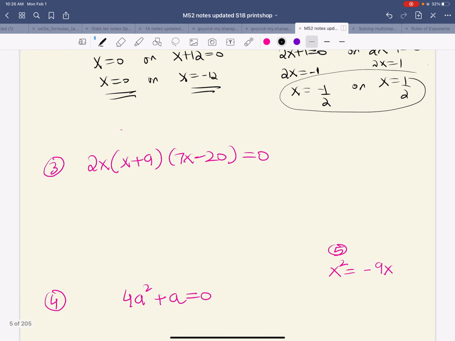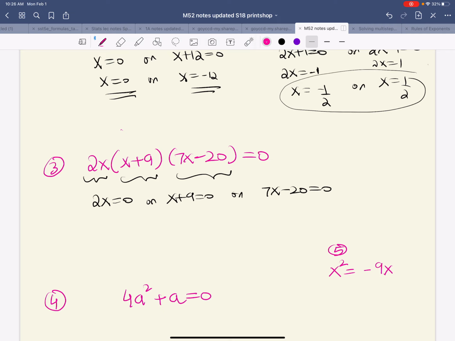Okay, so here we are. Now we have a product of 3 factors. And the product of 3 factors is 0. That means one of them must be 0. Either 2x is 0 or x plus 9 is 0 or 7x minus 20 is 0. So if the product of these 3 expressions is 0, then one of them must be 0.